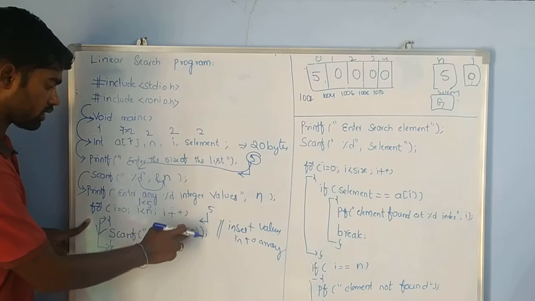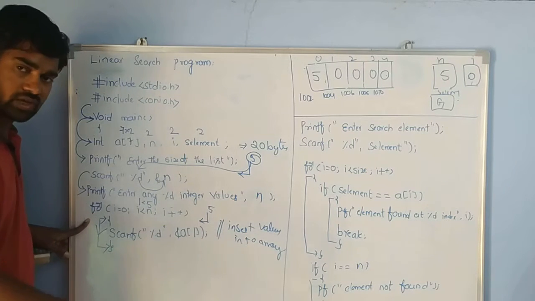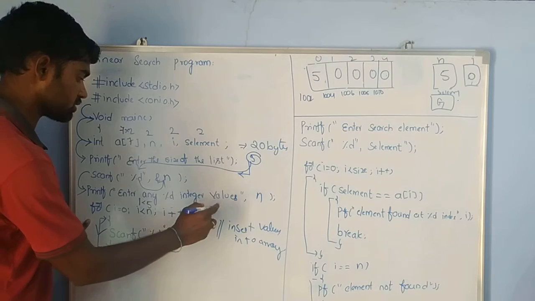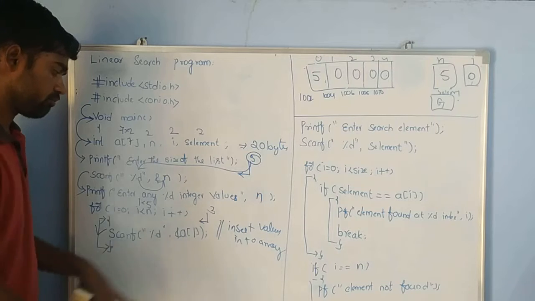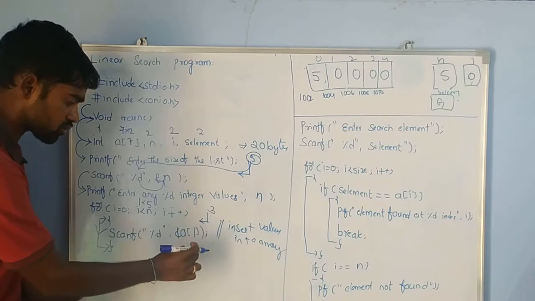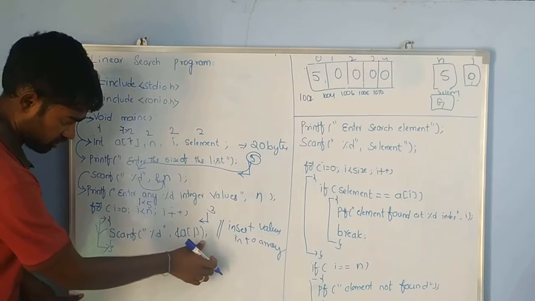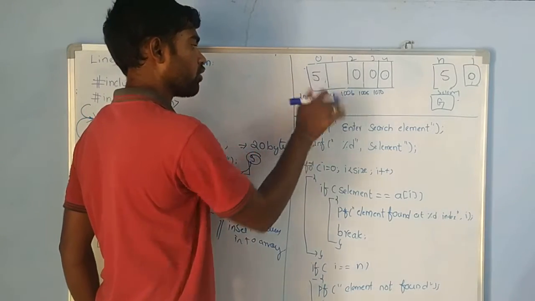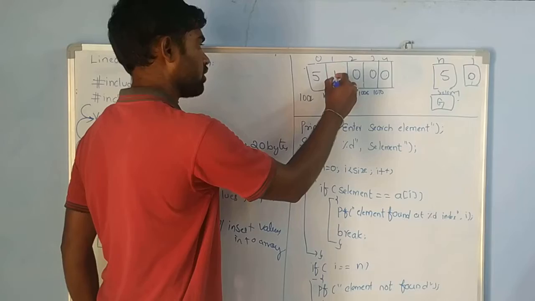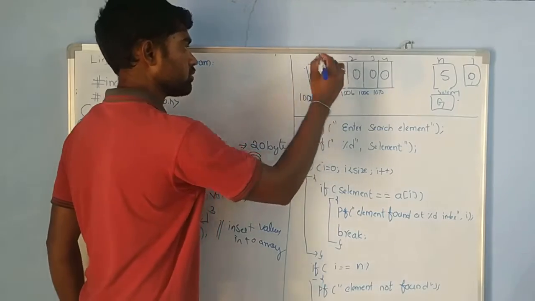I equal to 1. In the location a of 1, we are going to enter a value, let us assume 3. This 3 value is going to be stored in the location a of 1. Before that it is 0. Now we are overwriting it with the value 3.